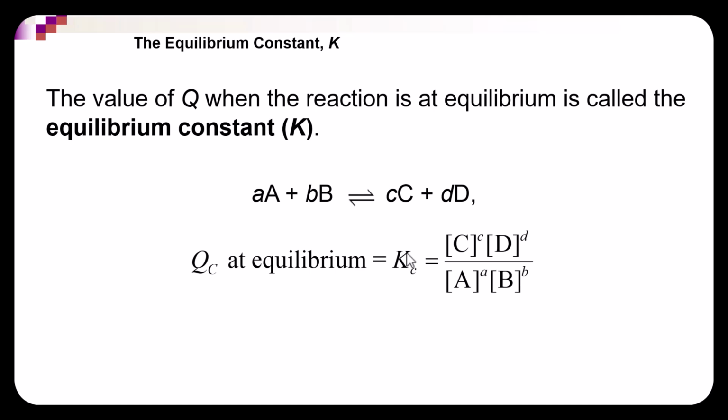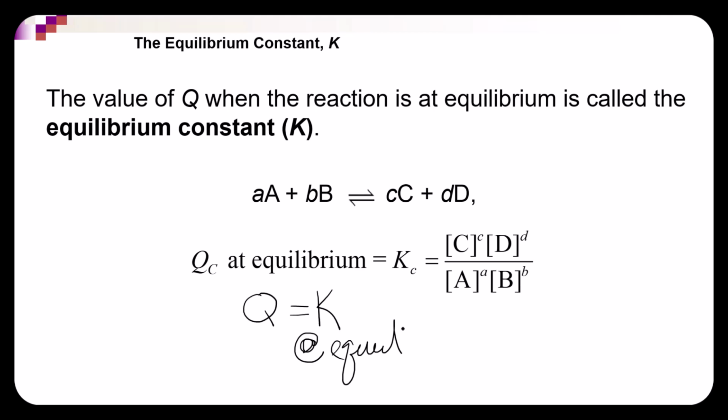So how is that important as we relate the equilibrium constant to the quotient? Remember I said the quotient is a gauge of whether we are at equilibrium or not. If we are at equilibrium, our reaction quotient Q, the value that we get, will be equal to the equilibrium constant K. So this is true at equilibrium.